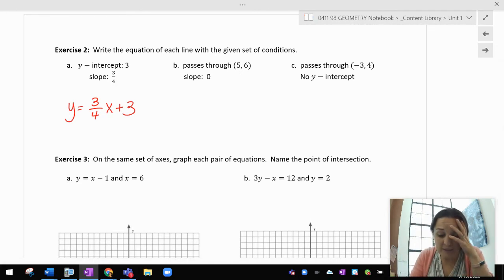Passes through (5, 6) with a slope of 0. Couple ways to go about this.